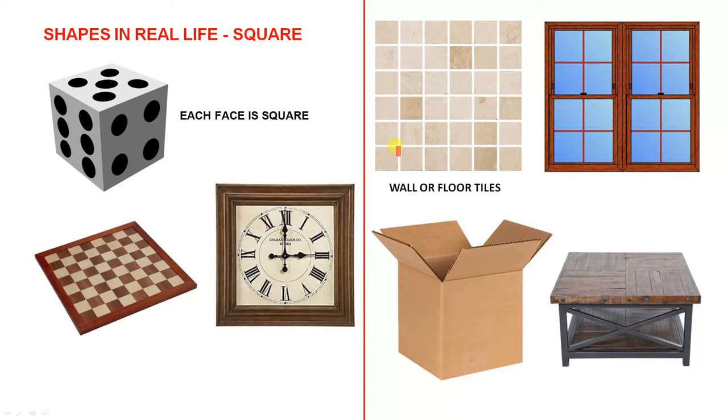Same with the square. They would be very familiar with all of these shapes and objects here. With respect to this here, each face is a square, so basically we're focusing on any one of those faces, and we know there are 6 of them, so each of these faces is a square. These can be wall or floor tiles.